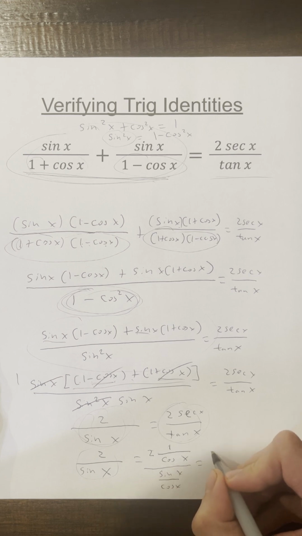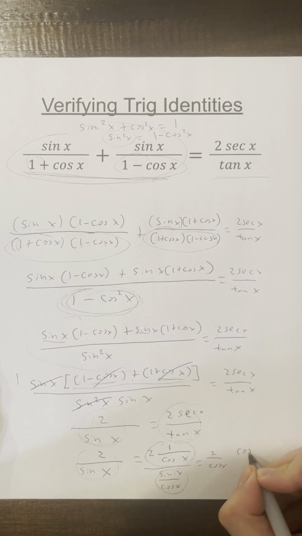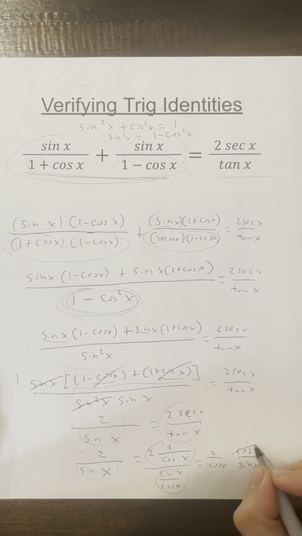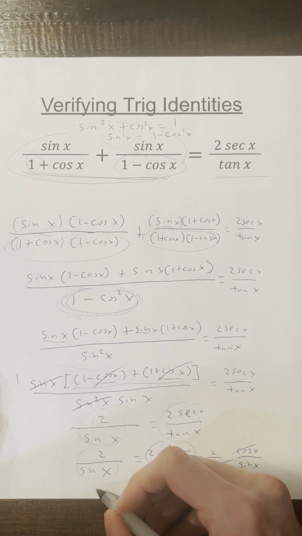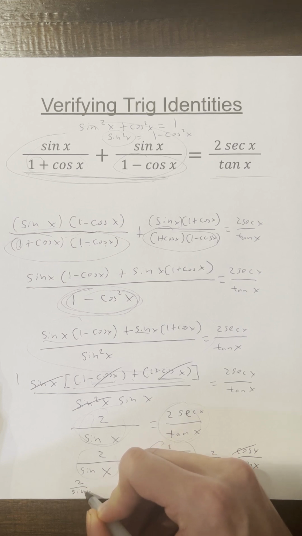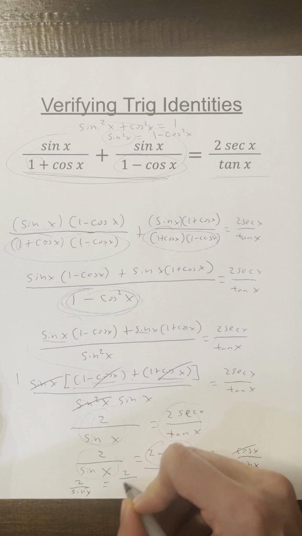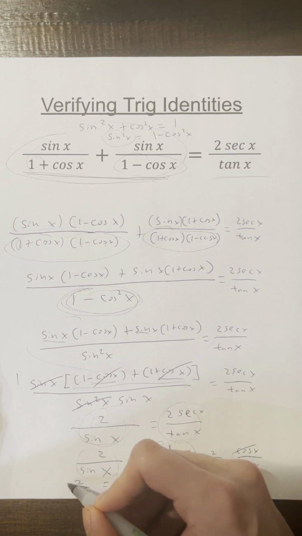Okay, so this becomes 2 over cosine x. So I combine this, and then to divide by this, I flip the fraction upside down. I can cancel, so then I'm going to say our last line is 2 over sine x equals 2 over sine x. Barely fit it on one sheet. This is your answer.